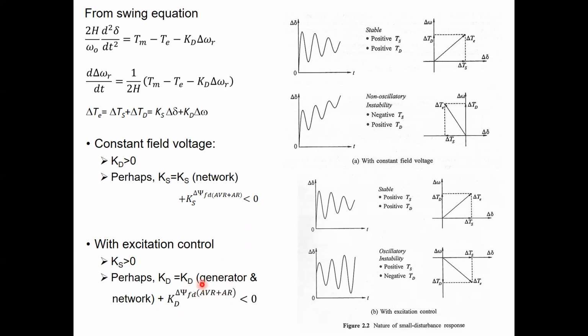And if it is not, then you can see here that with excitation control, TS is always positive, but TD can be negative. That means KD here can be negative. But here it is positive, but here it can be negative. That is the difference you also see here. Right.